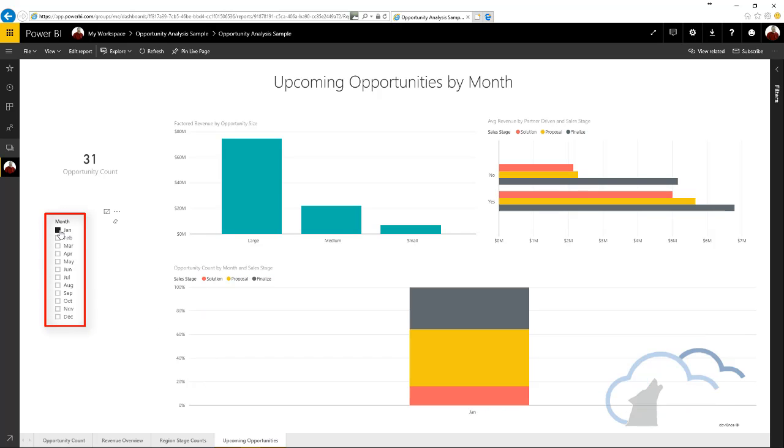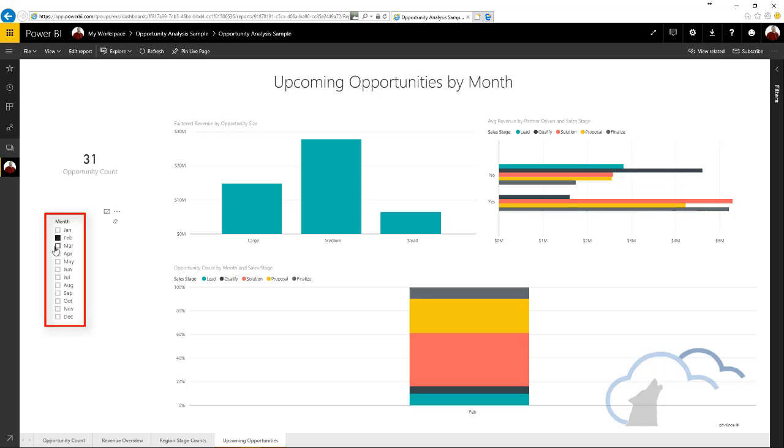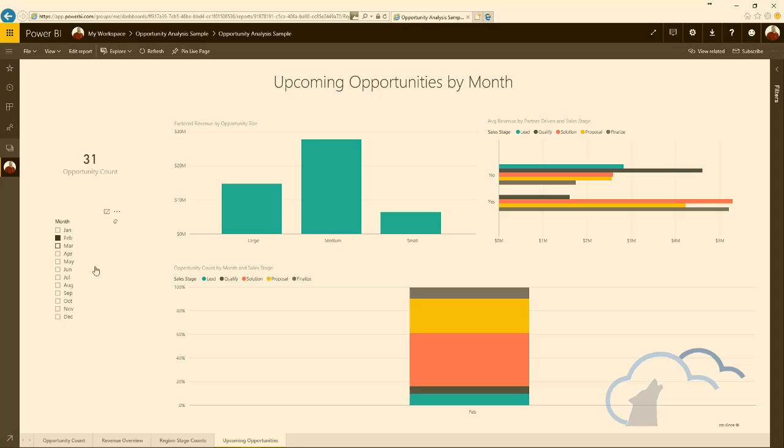Filtering by month by selecting the month name in the left slicer shows that January has a high proportion of large deals in the finalized stage with a factored revenue of 75 million. February, on the other hand, has mostly medium deals in solution and proposal stage. In general, the factored revenue numbers fluctuate based on sales stage, number of opportunities, and deal size. I can add filters using the filter pane on the right for these factors to discover further insights. But I'll end here and I'll let you do this for yourself.